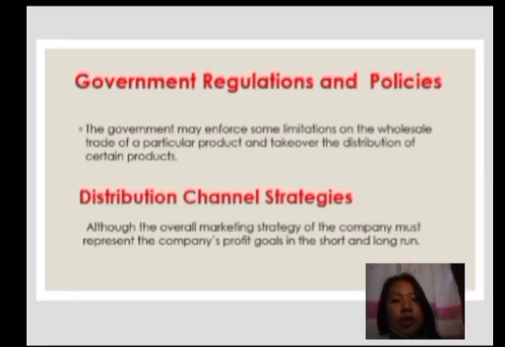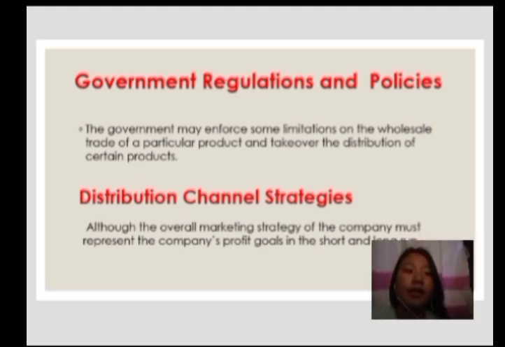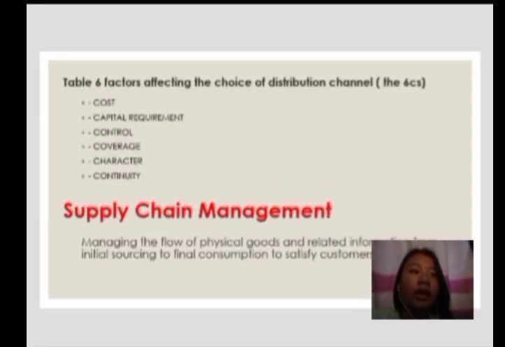Government regulation and policy. The government may enforce some limitation on the whole trade or the particular product, or take over the distribution of certain products. All those limitations have direct pressure in selecting the distribution channel strategy. Distribution channel strategy itself is considered to have 6 different strategy goals known as the 6Cs, which are capital, control, coverage, character, and continuity in informing the overall channel distribution strategy.